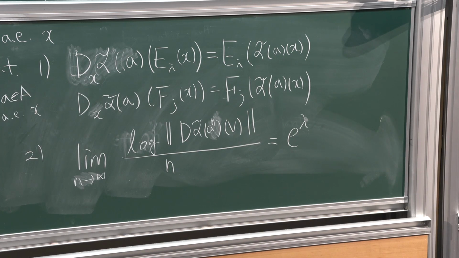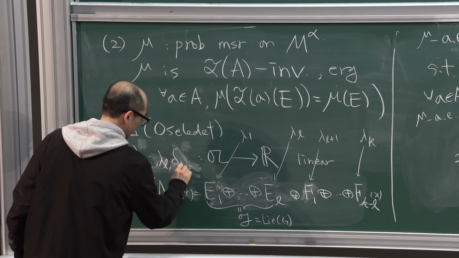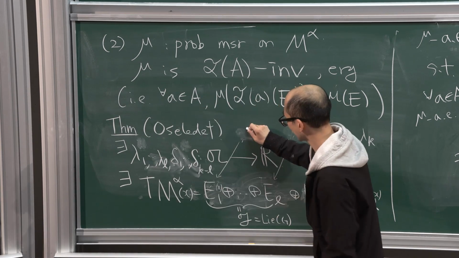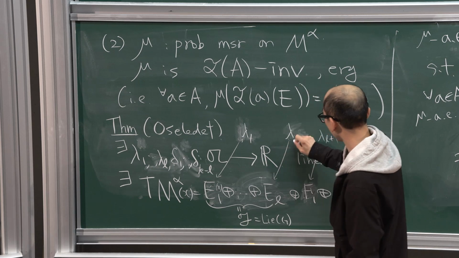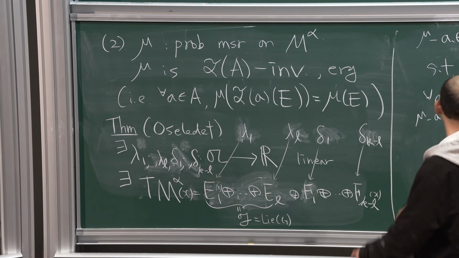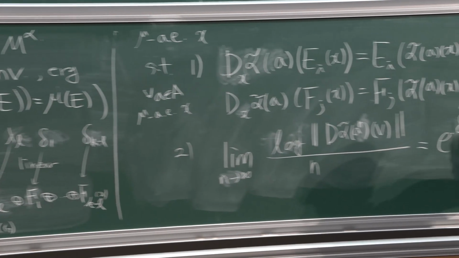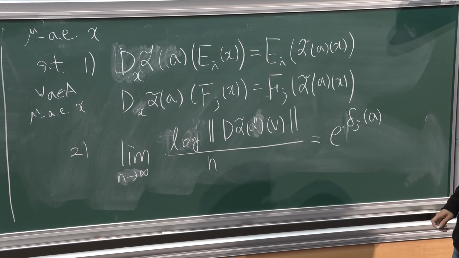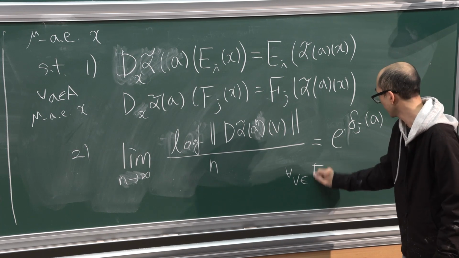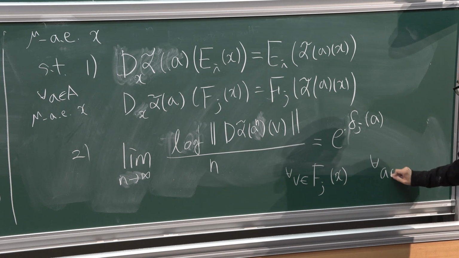Maybe I want to change the notation, lambda 1 to lambda L for this one, and then delta 1 to delta K minus L. Sorry, maybe this is better. So lambda 1 will be here, lambda L is corresponding here, delta 1 is corresponding here, and delta K minus L is corresponding here. And this is delta J of A, for every V inside F J of X, and again for every A in A.